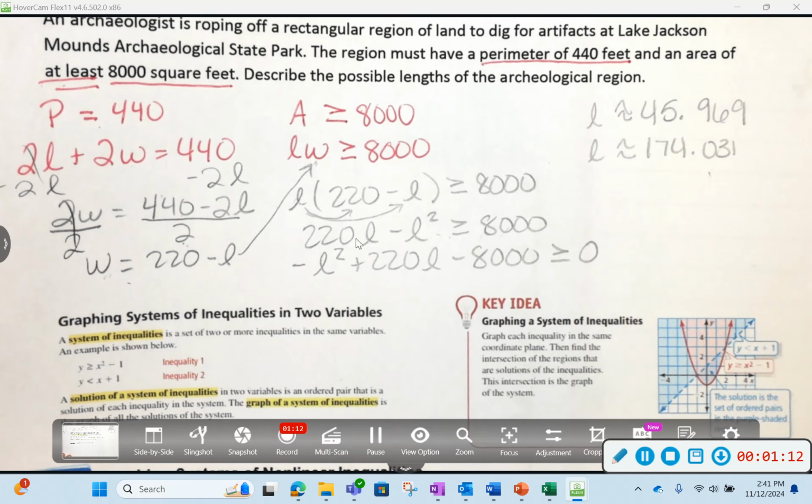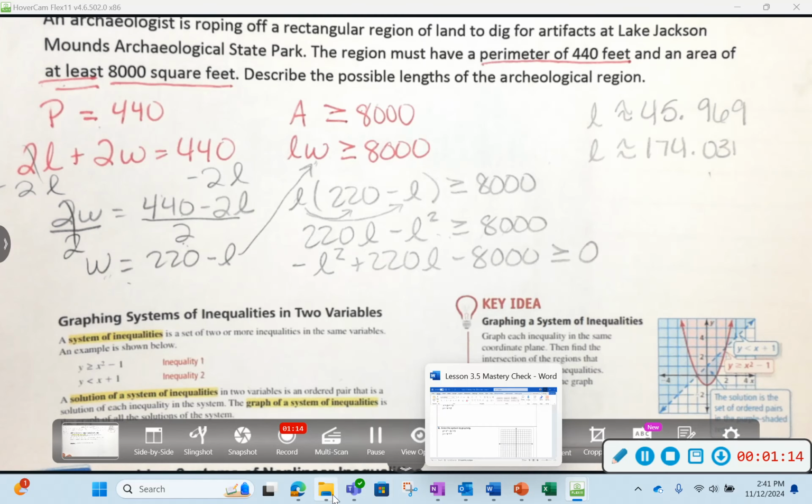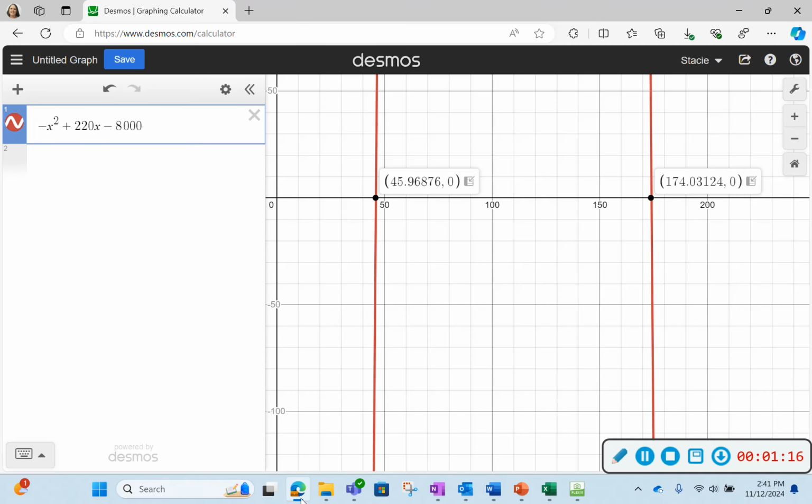Go back to the Desmos. There we go. All right, so the solution consists of the values for which the graph lies on or above the axis, the graph lies on or above it between those two numbers.